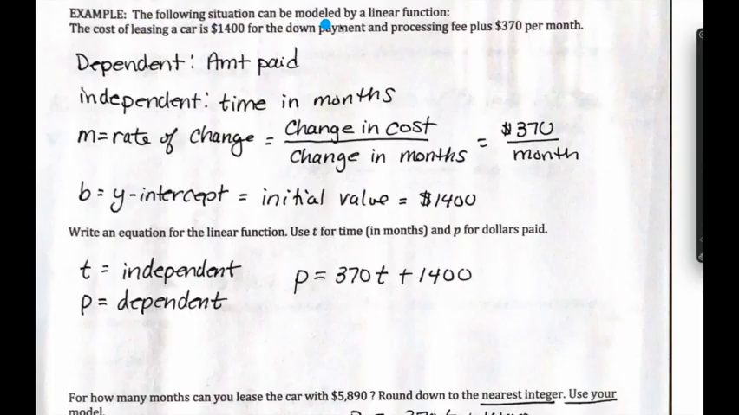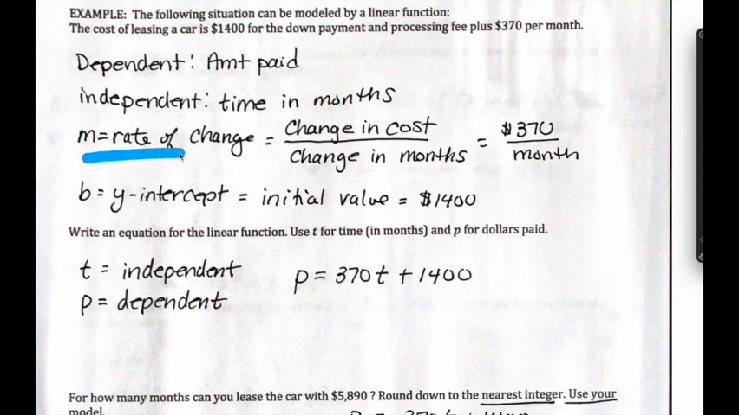The following situation can be modeled by a linear function. It says the cost of leasing a car is $1,400 for the down payment and the processing fee, plus $370 for each month. So we're comparing the price versus the time in months. And the amount that we have to pay is going to be dependent on the time in months. So the dependent variable here is going to be the amount that we're going to pay, and the independent variable is going to be the time in months.